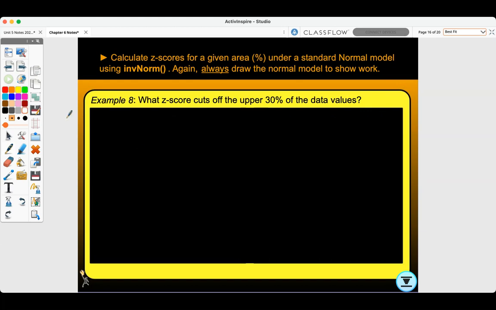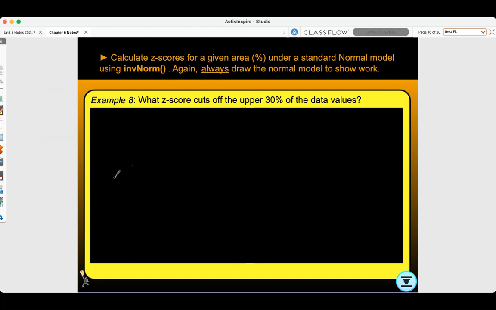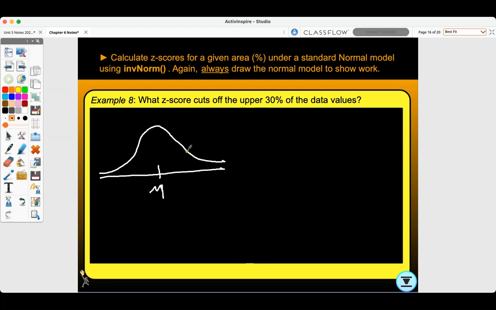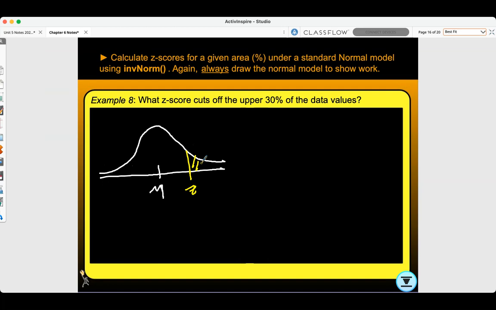Example 8, what z-score cuts off the upper 30% of the data values? So mu. So I'm looking for this z. And this would be the upper 30%. Okay, so one thing we talked about with our calculator for inverse norm, you can only find the area to the left. You can't find the area to the right. So when we do this, our z-score would be inverse norm 0.7 because 1 minus that is 0.3. And you would get 0.52. So z equals 0.52.